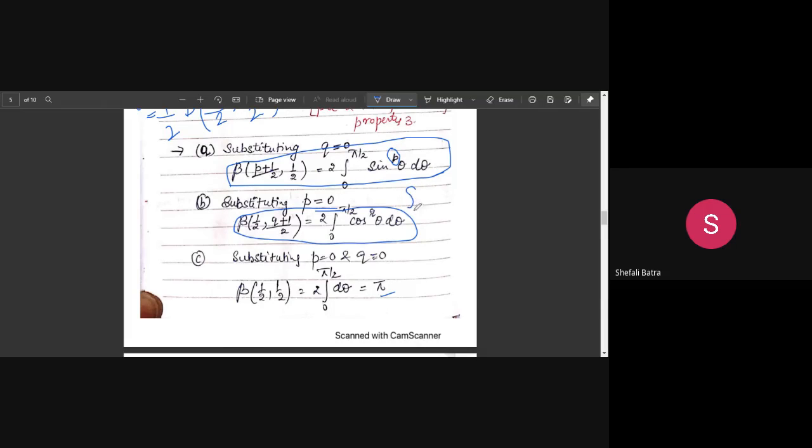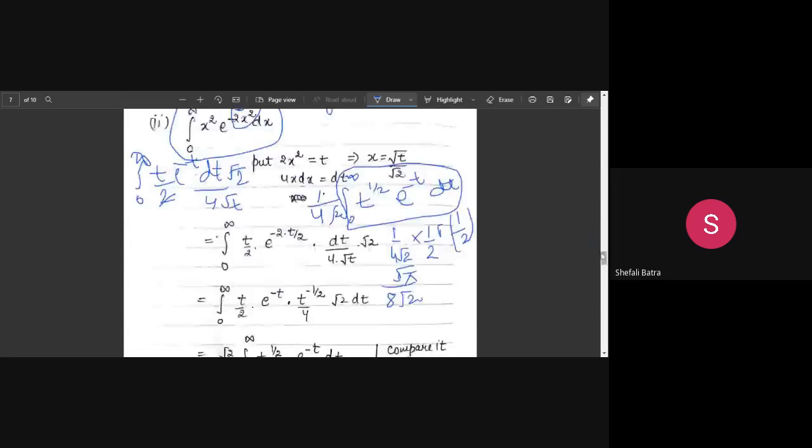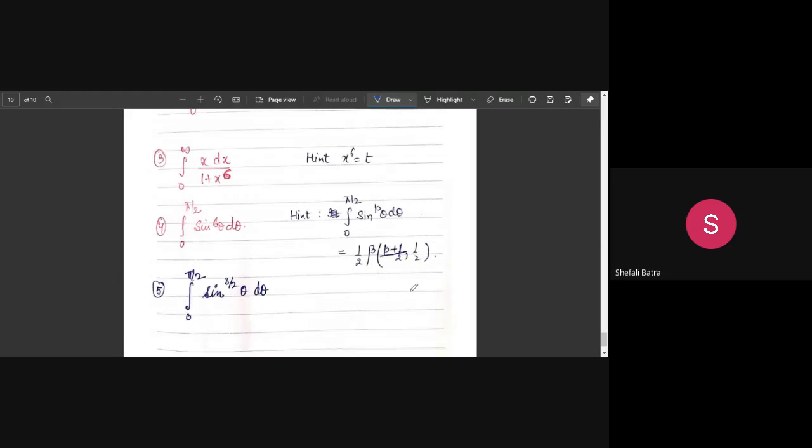And if I'm asking you 0 to pi by 2 sine power 3 by 2 theta d theta. The limit is 0 to pi by 2, but this is not an integer. So in that case, we cannot apply the reduction formula. We will be using the beta function here. We will be converting this integral into beta and then beta into gamma. So you will practice these questions at last. Evaluate this and this. Then you can get to know what is the benefit of the beta function.